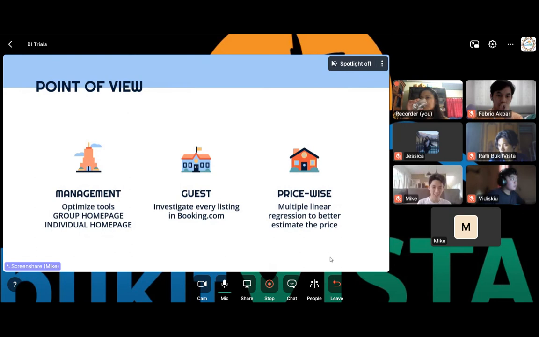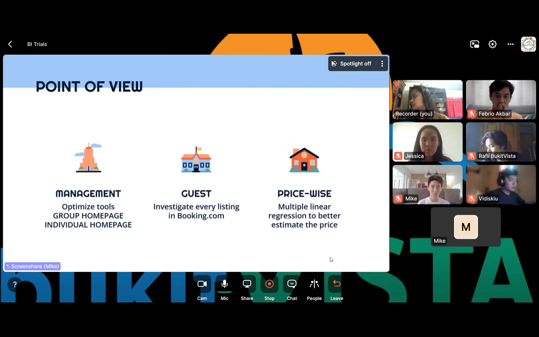Just like I said, I have 3 points of view on this problem. From the management side, I will try to discover some tools and programs that are provided by Booking.com to optimize the visibility. And then I would like to analyze the group and individual homepage that's provided by Booking.com.